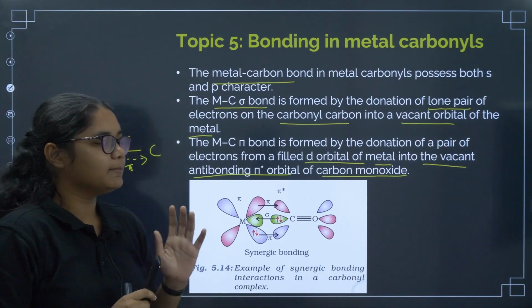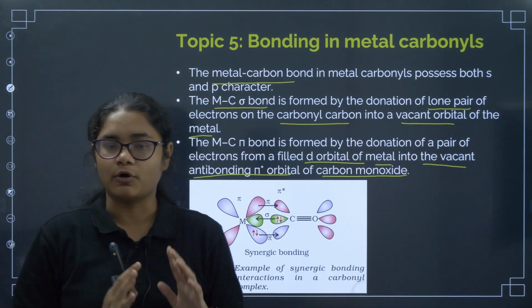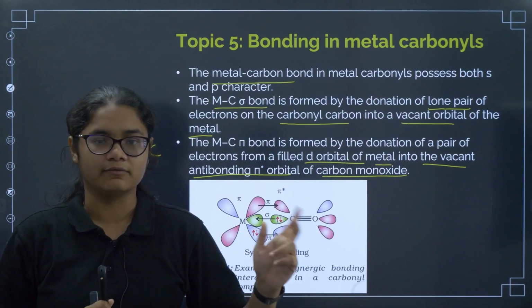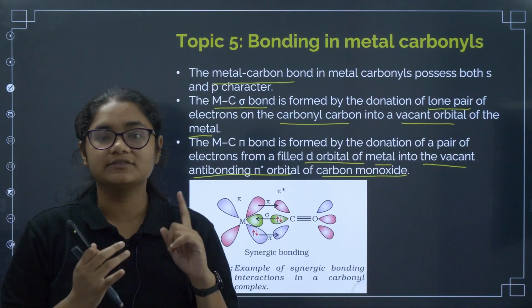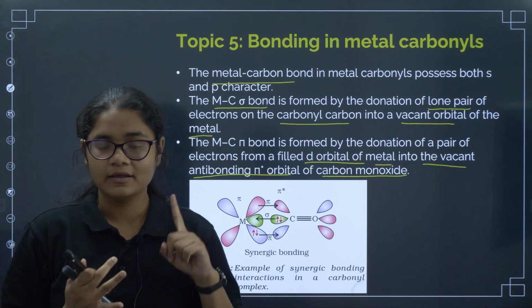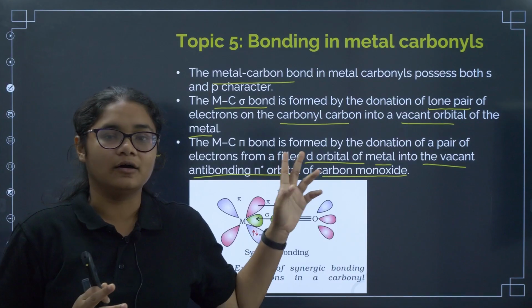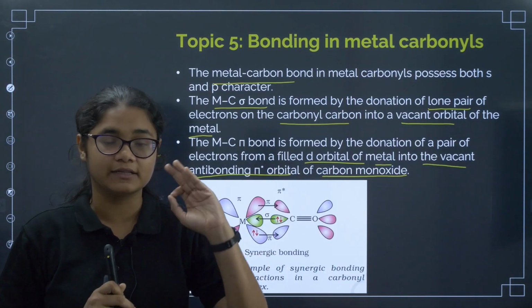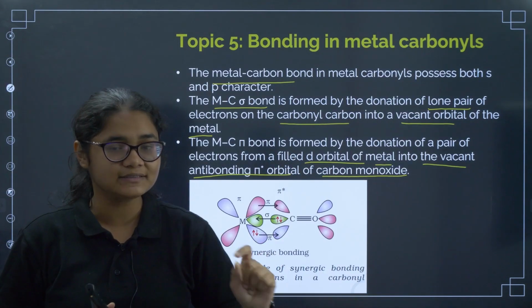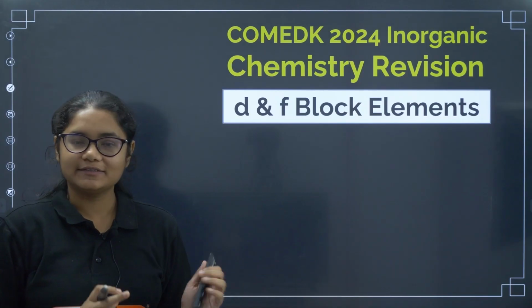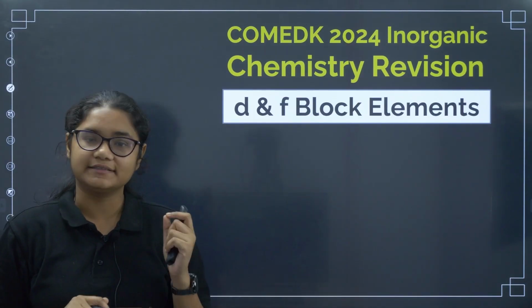So these were the important topics in coordination chemistry. What you have to focus on, with only one day or 1.5 days left, is nomenclature, isomerism and d orbital splitting. These are the 3 important topics that you must clear. So now let us go to the next important topic, that is the d and f block.